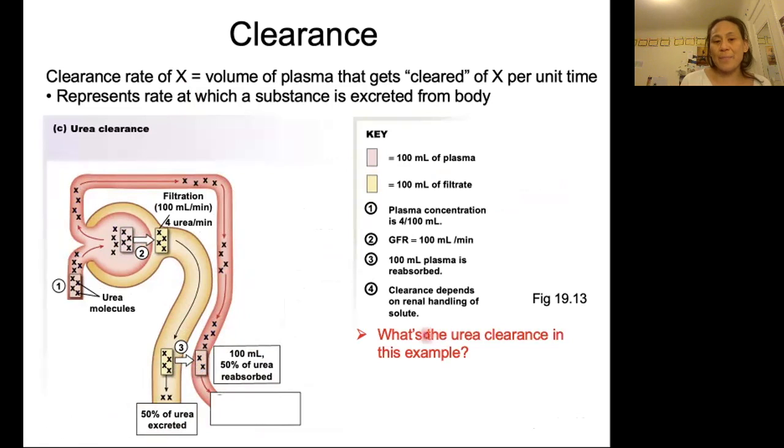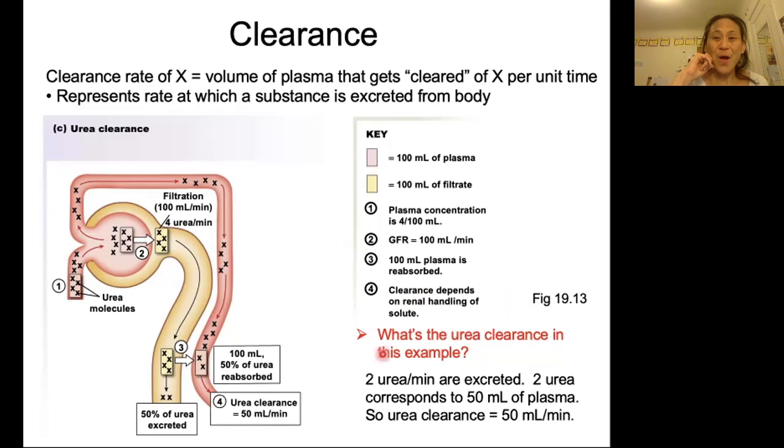So in this example, what do you think the urea clearance is? Pause if you need to, think about it. Okay, so the urea clearance is 50 milliliters per minute.